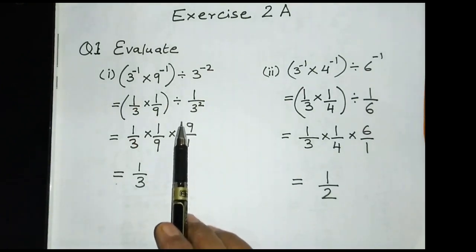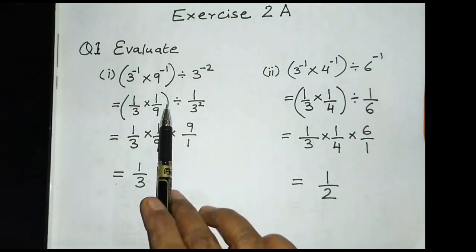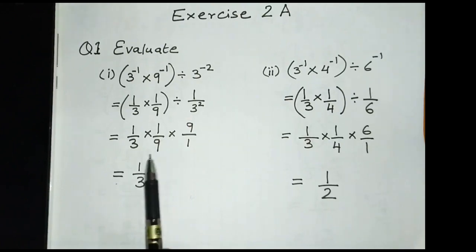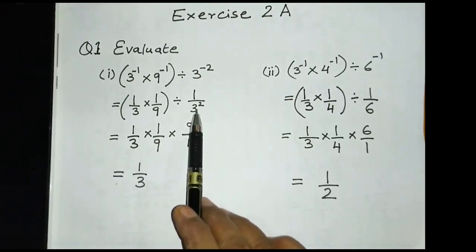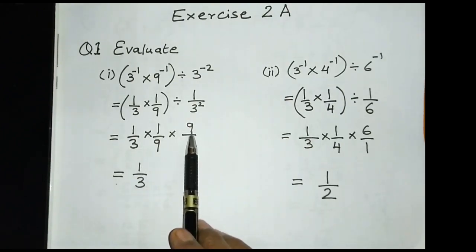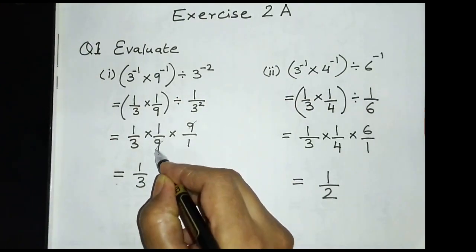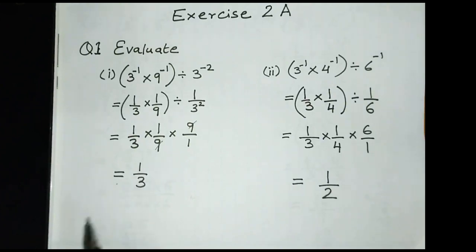In the next step, we will change this division sign to multiplication. This 3 square is written as 9. If we cancel this 9, we have the answer 1 by 3.